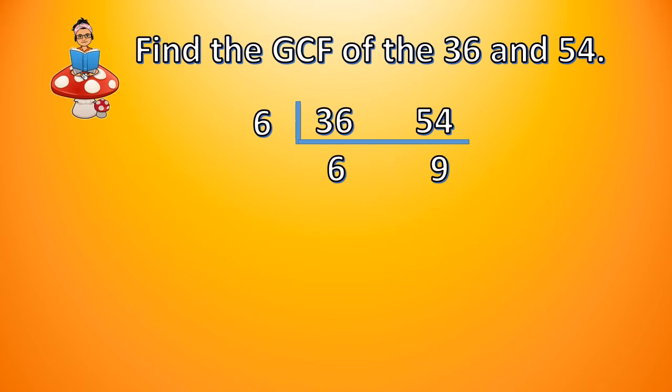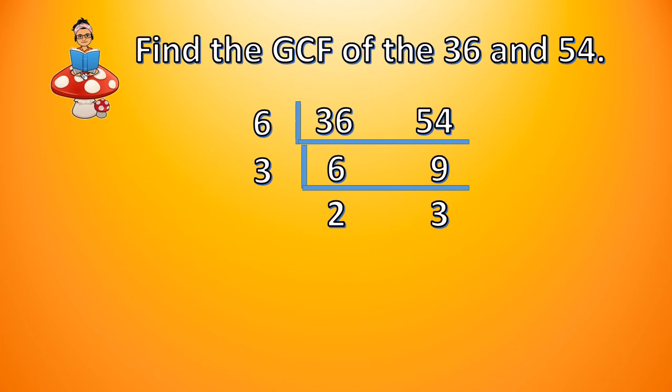Now look at 6 and 9. Do they still have a common factor except 1? Okay, very good. And what is that common factor? Okay, good job. So we divide 6 and 9 by 3. 6 divided by 3 is 2, and 9 divided by 3 is 3. Now look at 2 and 3. Do they have a common factor except 1? Okay, good job. 2 and 3 have no other common factors except 1. So meaning we stop here.